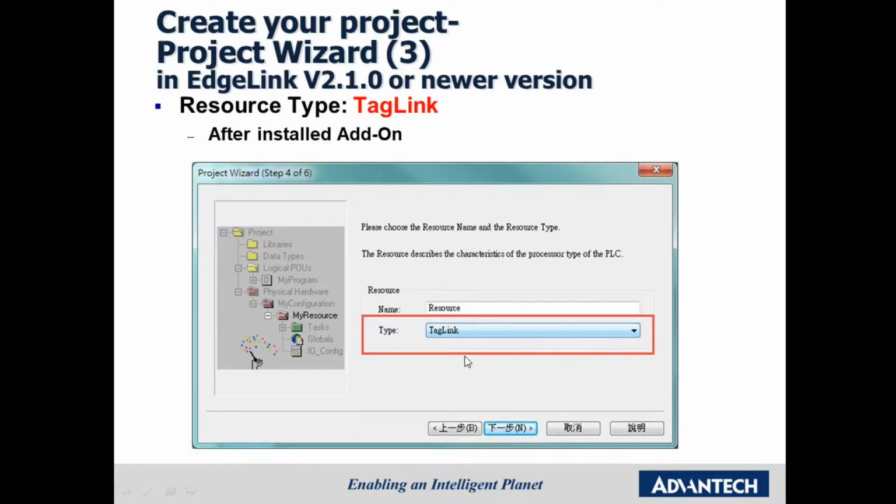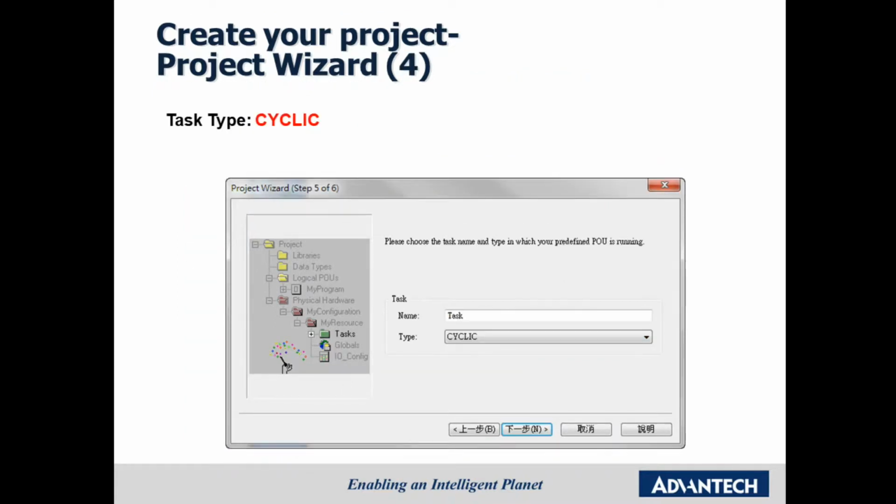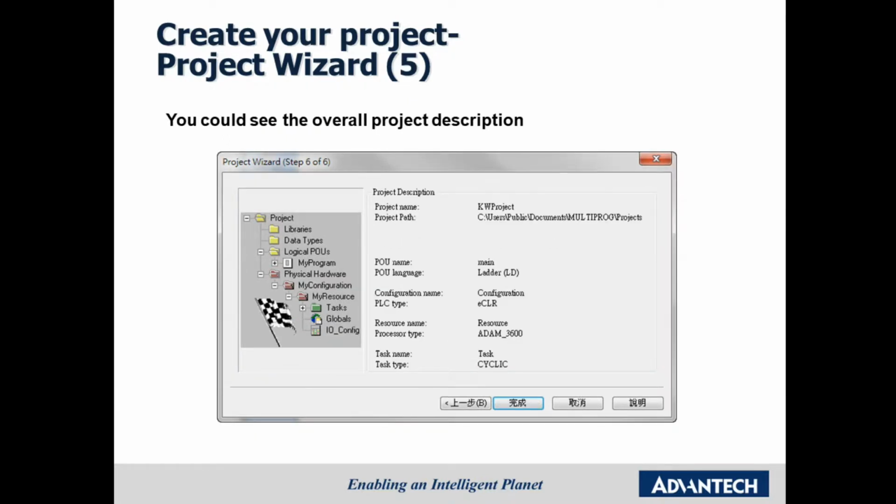And then choose the type. Please choose the resource type as EdgeLink. Only after installing the add-on could the user choose this type. With this type, the user could import their EdgeLink project. And choose cyclic, which means the RTE Procon OS will run the logic every 1 second. The user could see the overall project description and click Finish.